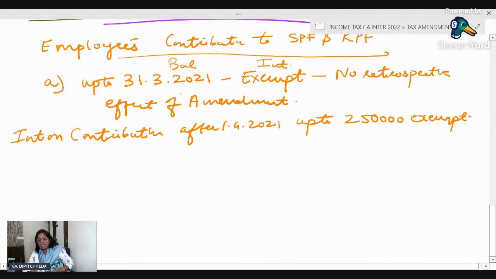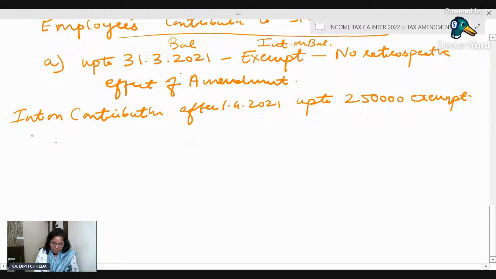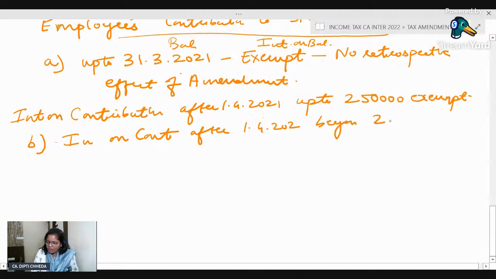Right? थोड़ा language सुधार लो मेरे flow chart का. फिर से, whatever is the balance up to 31st March 2021 in SPF and RPF, interest on balance is exempt. Interest on contribution after 1/4/2021 up to 2,50,000 exempt. Interest on contribution after 1/4/2021 beyond 2,50,000 taxable.